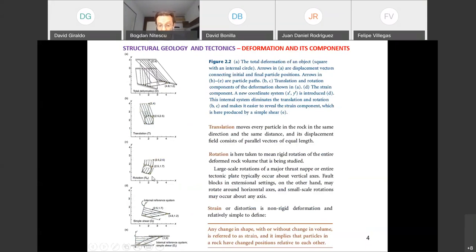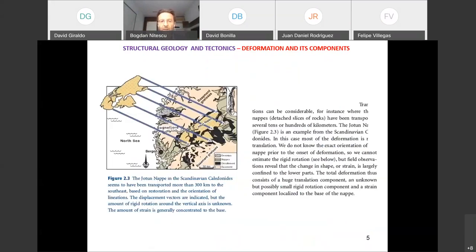So the idea is that when we talk about strain, yeah, we talk about any change in shape, with or without changing volume, and this is strain, yeah? And that means that the relative positions of particles inside the rock body has changed, the relative position. When it's translation, the relative position doesn't change. When it's strain, it changes, okay? So again, just to get familiar with this way of seeing things, because now you'll start looking at rocks in a different way. You'll think, what happened to this volume of rock? Yeah, that's the idea. So here is a very simple example, also from the textbook.